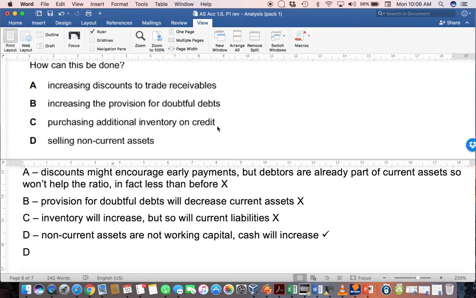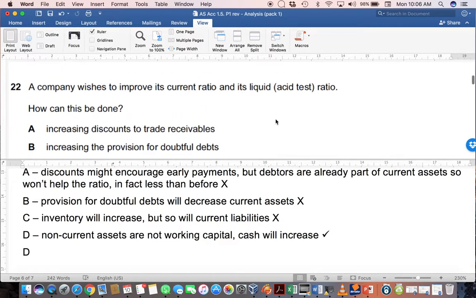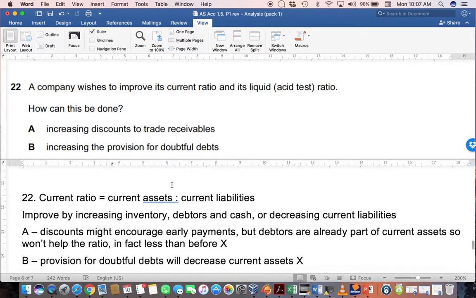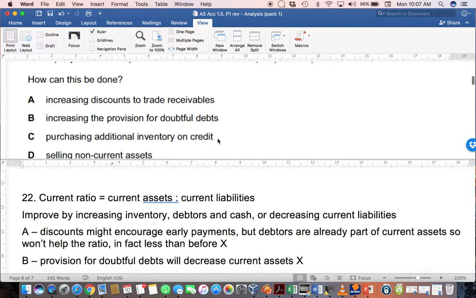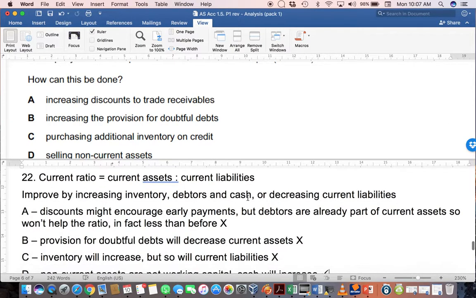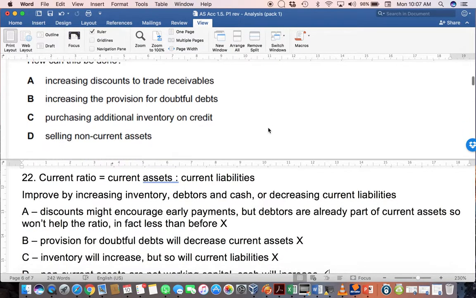C, purchasing additional inventory on credit. This would only help your current ratio, not your liquid or asset test ratio, because remember the asset test ratio excludes your inventory. So this would only help your current assets. However, keep in mind that apart from increasing the current assets, it will also increase the current liabilities because we suggested buying it on credit. So that also is not going to solve the problem.